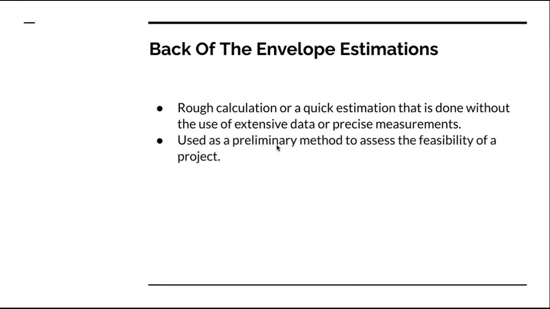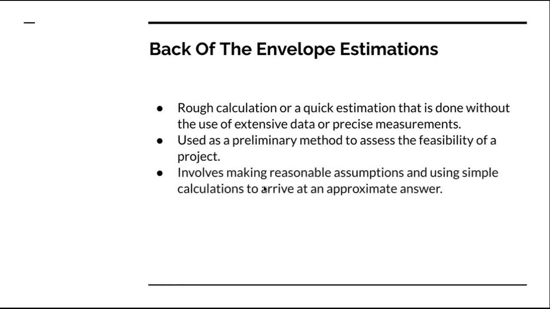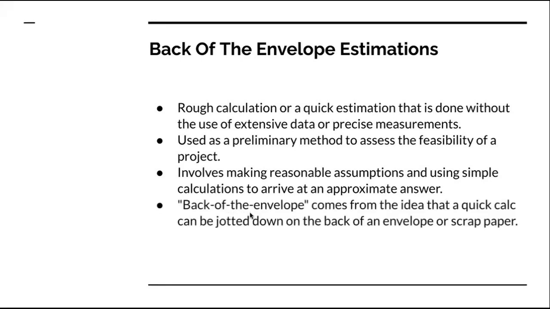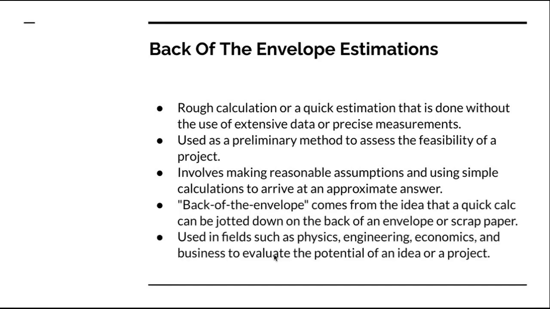It is used as a preliminary method to assess the feasibility of a project, like the feasibility of a software, a product, an API, or a design in the computer science sense. It involves making reasonable assumptions and using simple calculations to arrive at an approximate answer. The term back of the envelope comes from the idea that a quick calculation can be jotted down on the back of an envelope or a scrap paper. It is used in fields such as physics, engineering, economics, and business to evaluate the potential of an idea or a project. Similarly, we use it in computer science to evaluate whether a particular system design will be feasible or not.